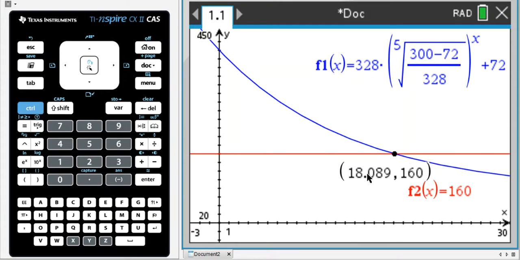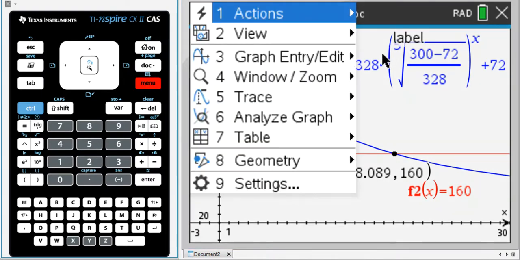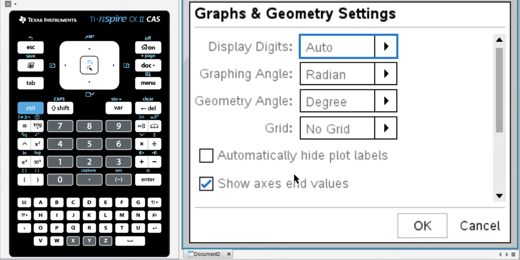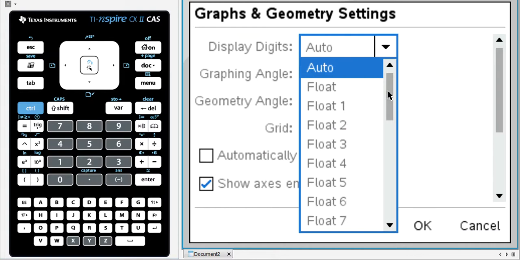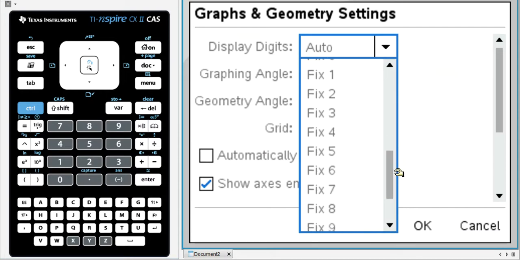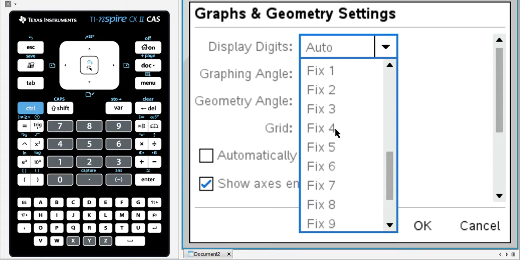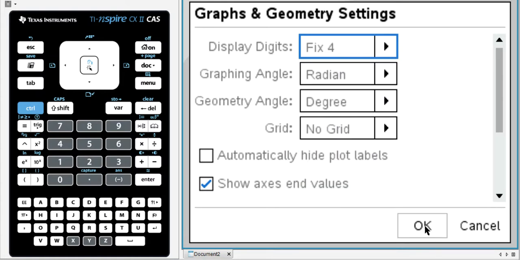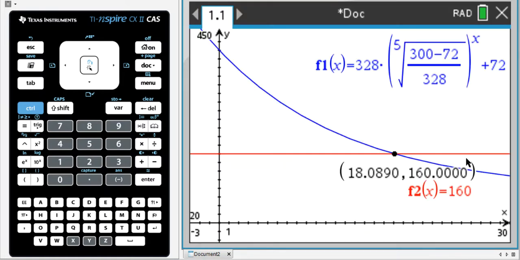Now, your calculator may display an appropriate number of decimals based on what Math Excel is requesting. If for some reason it doesn't, you can jump into the menu, choose option 9 for settings, and adjust your display digits. If Math Excel requires you to show 4 decimal places, then I would suggest going down to the bottom of the list and choose Fix 4. This will force every coordinate to show 4 decimal points.